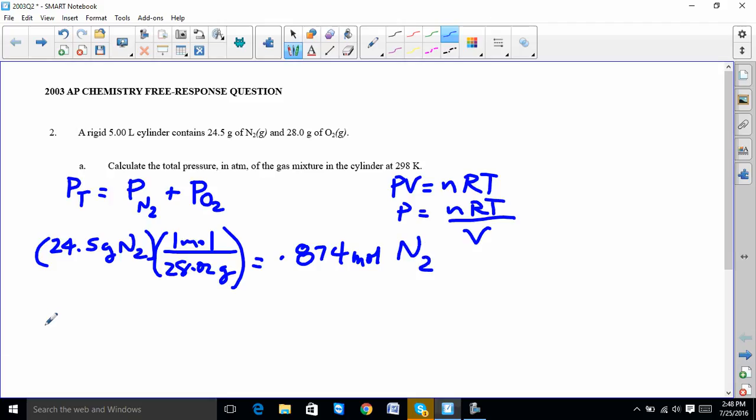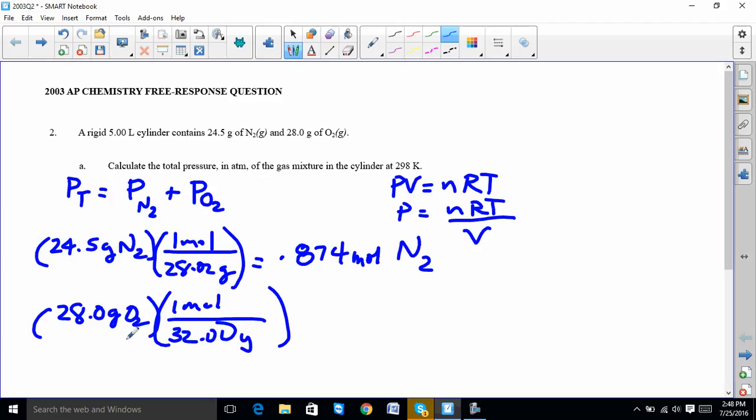But we have 28.0 grams of oxygen. Oxygen is 16 apiece, so O2 is 32.00. By the way, this has 3 sig figs and this has 4, so we get 3. I think the reason the answer is different online is they have 28.0. So there's 32 grams in a mole. Grams cancels with grams, and this ends up being 0.875 moles of oxygen.